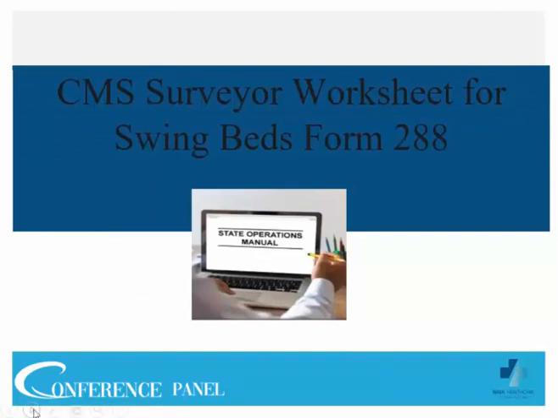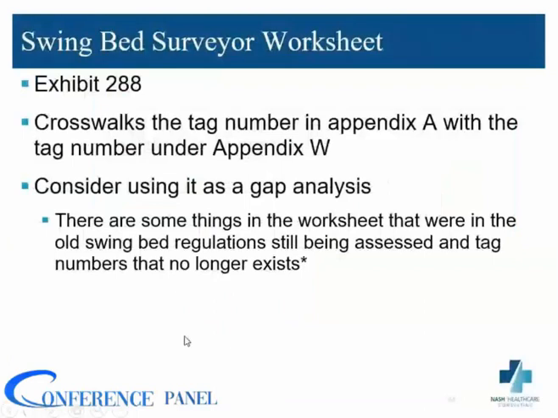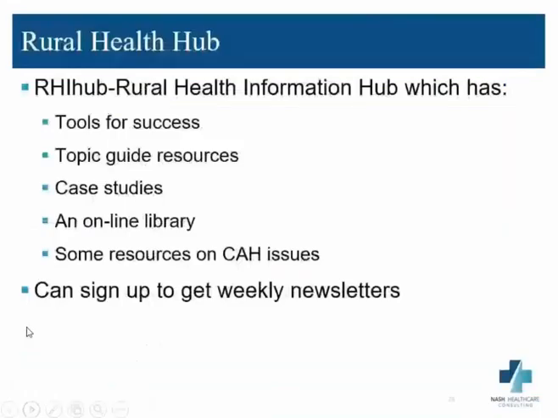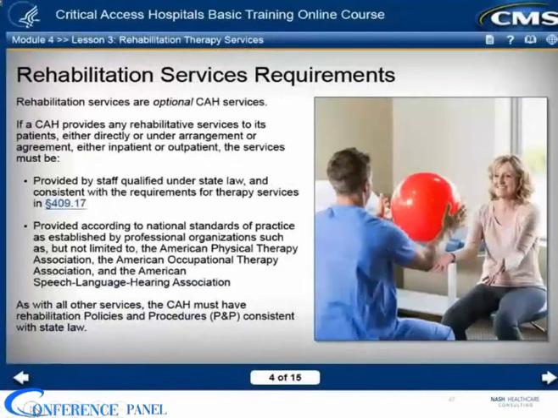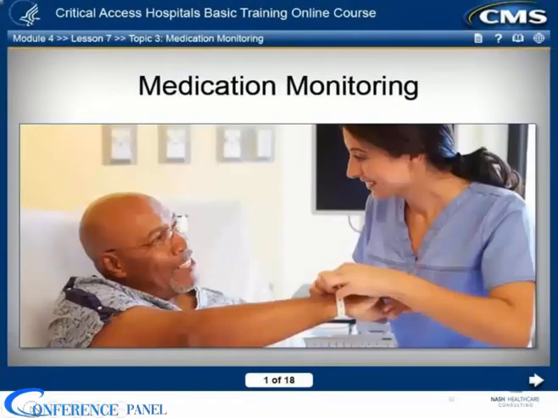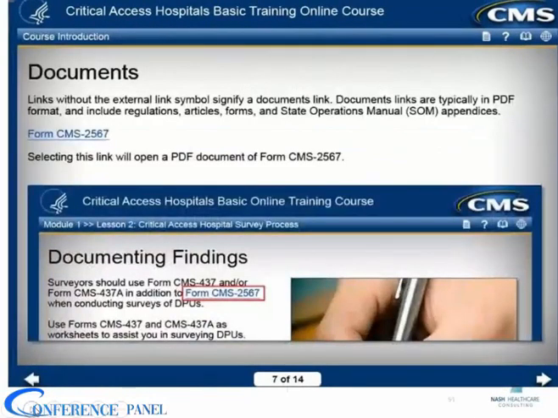If you go into the cms.gov website, you should be able to pull up the worksheet. It gives them crosswalks for what the tag numbers are and how to look at the assessment for swing bed regulations. Okay, so here's the surveyor worksheet. This is just a sample of the top of the worksheet. There are lots of resources out there for critical access hospitals. Here's module number 4 about rehab services, another module, a different medication lesson, medication administration, monitoring. So there's lots of information that you can access out there for training.